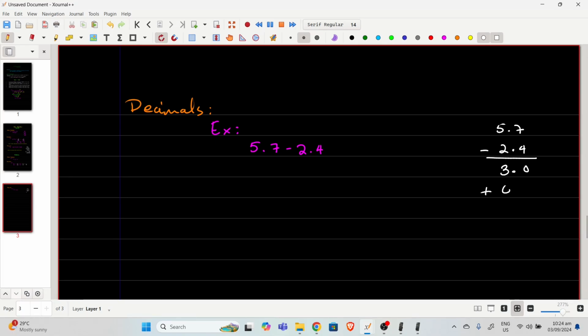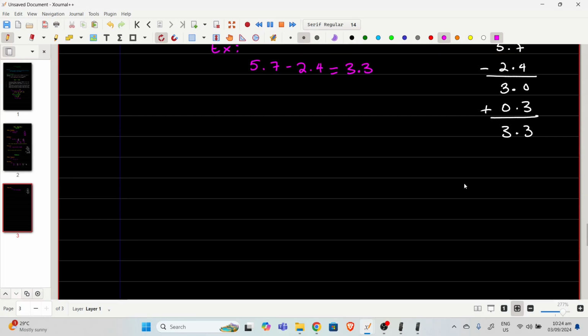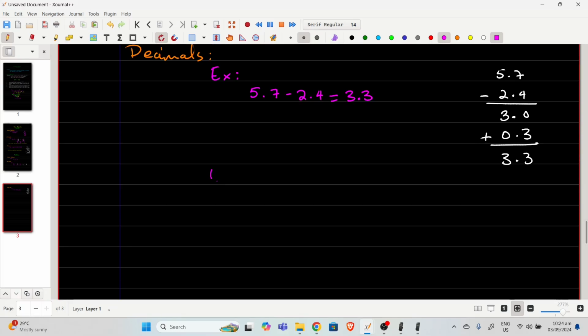So I'm going to get 0.3 here, and then I add them together, 3.3. Now this example is not nice, because what happens if the number on top is big? And I know you'll probably see that kind of thing. Let me just give you another example right away.